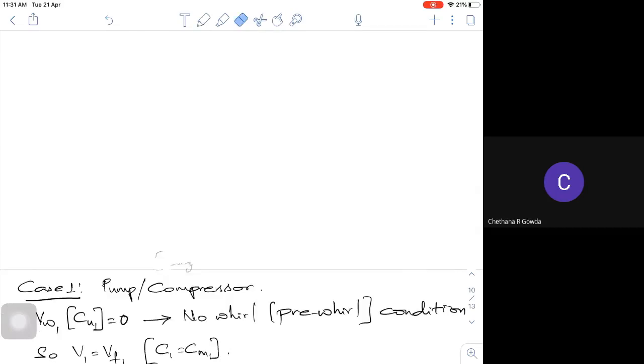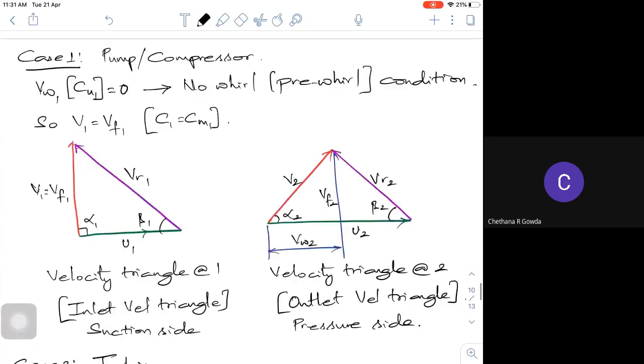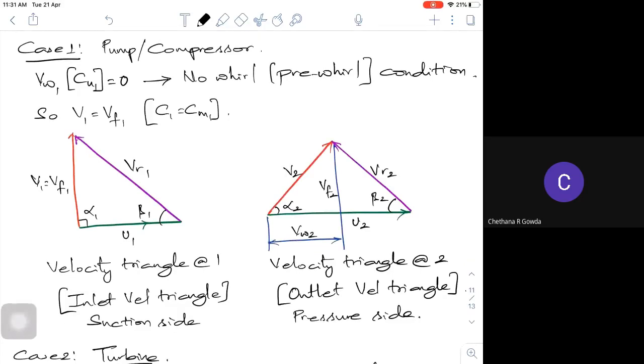Suppose I have a pump or a compressor. I need to discuss this so that you understand why the velocity triangle keeps changing. One component of velocity may be a special case, where your Vw1 is equal to 0, that is, no whirl. You might have solved this problem in your turbo machine course. Then what will happen? I will get a triangle, what I have shown on the left hand side.